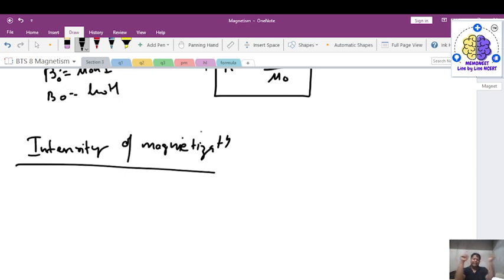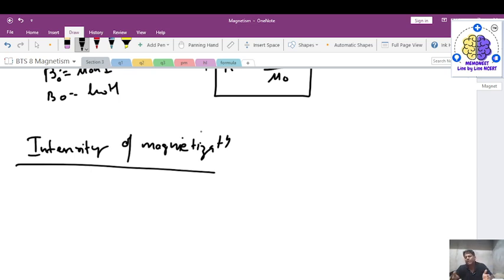Then intensity of magnetization means the intensity at which the substance got magnetized. Again, the intensity of magnetization is the intensity to which the substance got magnetized. So we define it as the amount of magnetic dipole moment developed per unit volume in that particular substance which was kept in an external magnetic field to get magnetized, right?